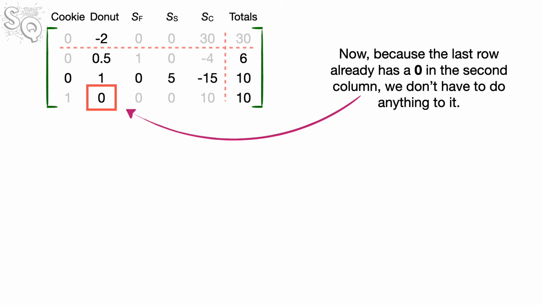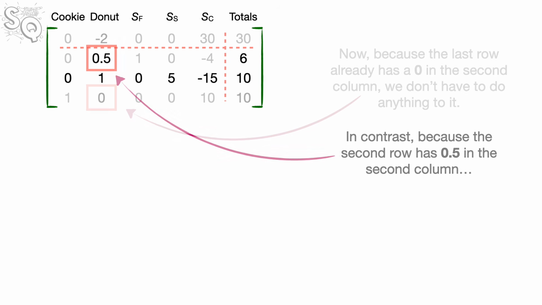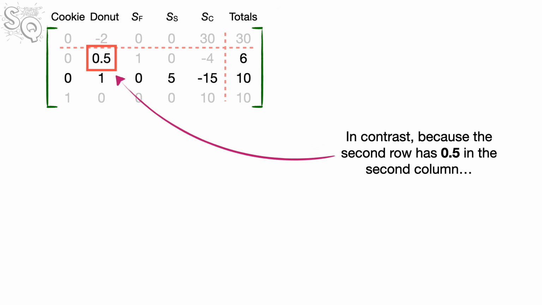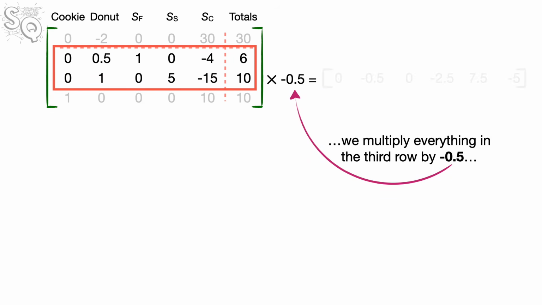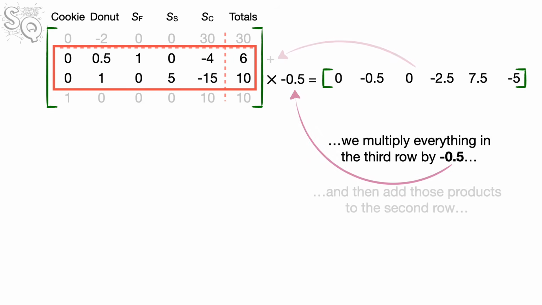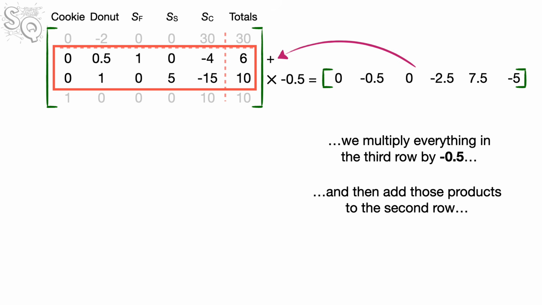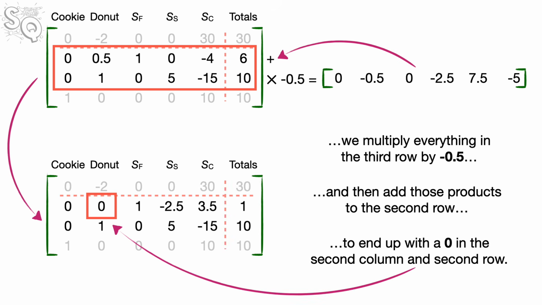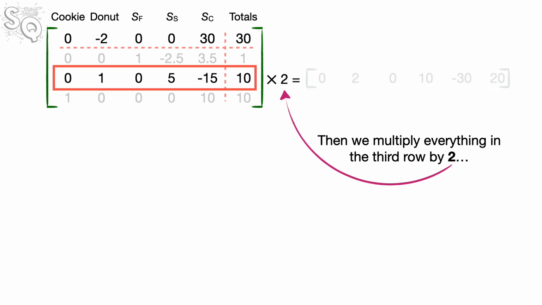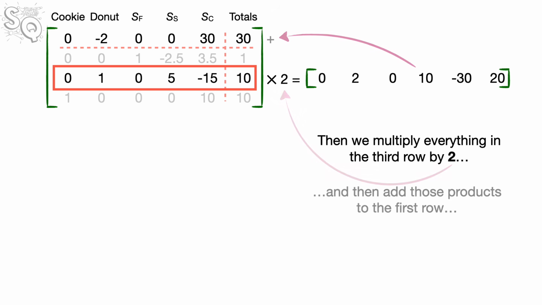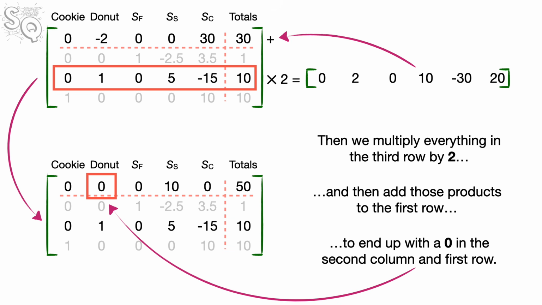Now, because the last row already has a 0 in the second column, we don't have to do anything to it. In contrast, because the second row has 0.5 in the second column, we multiply everything in the third row by negative 0.5, and then add those products to the second row, to end up with a 0 in the second column and second row. Then we multiply everything in the third row by 2, and then add those products to the first row, to end up with a 0 in the second column and first row.